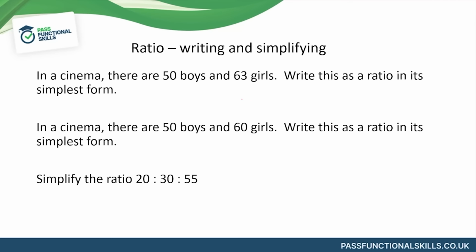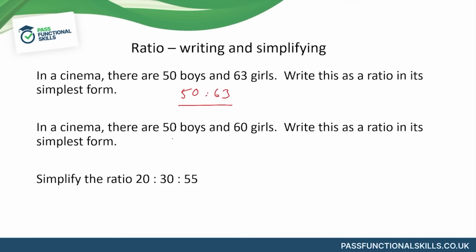So, writing and simplifying ratios. In a cinema, there are 50 boys and 63 girls. Write this as a ratio in its simplest form. Okay, well, since it's been written as boys first and girls second, the ratio will be boys to girls, and that will simply be 50 to 63. It's as easy as that.